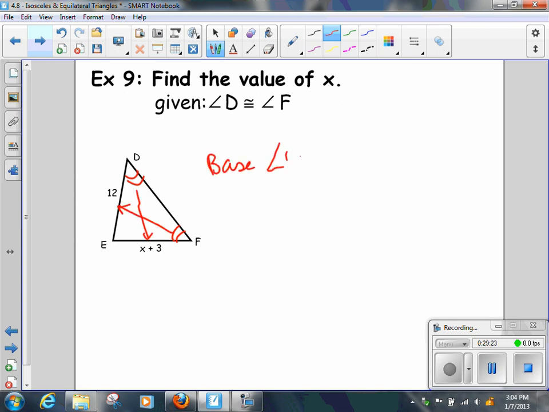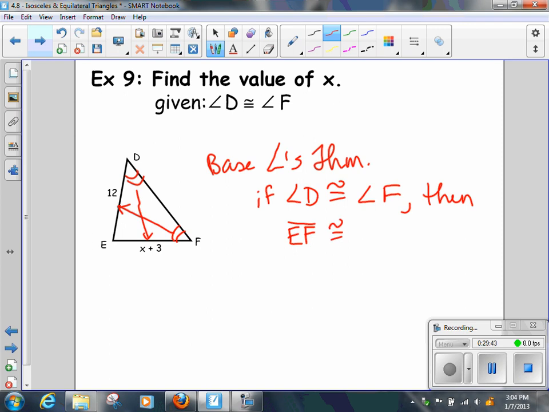Right. Base angles theorem. Write this down. Base angles theorem says if angle D is congruent to angle F, then EF will be congruent to ED.